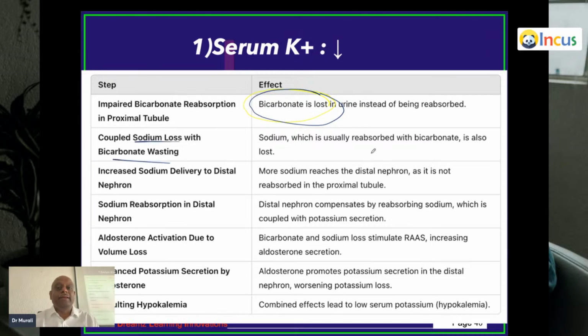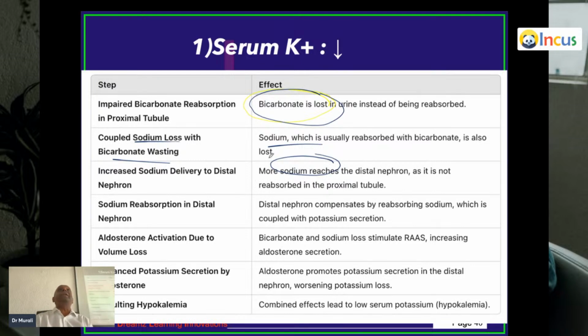And sodium is normally reabsorbed along with bicarbonate. So if bicarbonate is lost, what will sodium do? It will also go along. So bicarbonate is lost, and along with that sodium is lost. That's the reason sodium is not reabsorbed in the proximal tubule, and sodium reaches the distal nephron. Why is it not reabsorbed? Because bicarbonate is not reabsorbed.